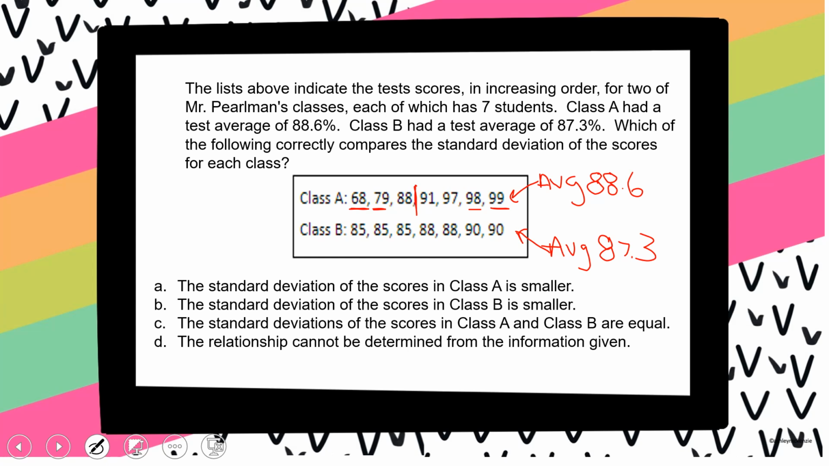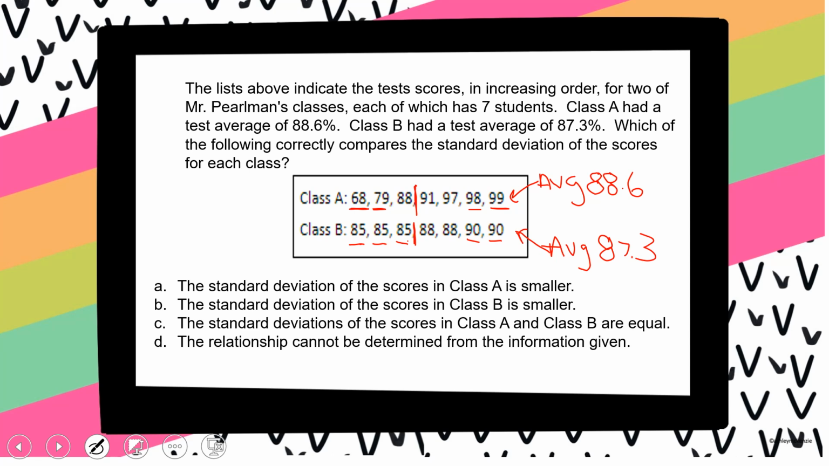Now let's compare that to Class B. The average is an 87.3. So again, average is about middle, but look how far away from that average the data points are. These are all 85s. They're not that far away from an 87.3. And really the furthest on the upper end of Class B, the scores are a 90. So again, really not that far away from the average.